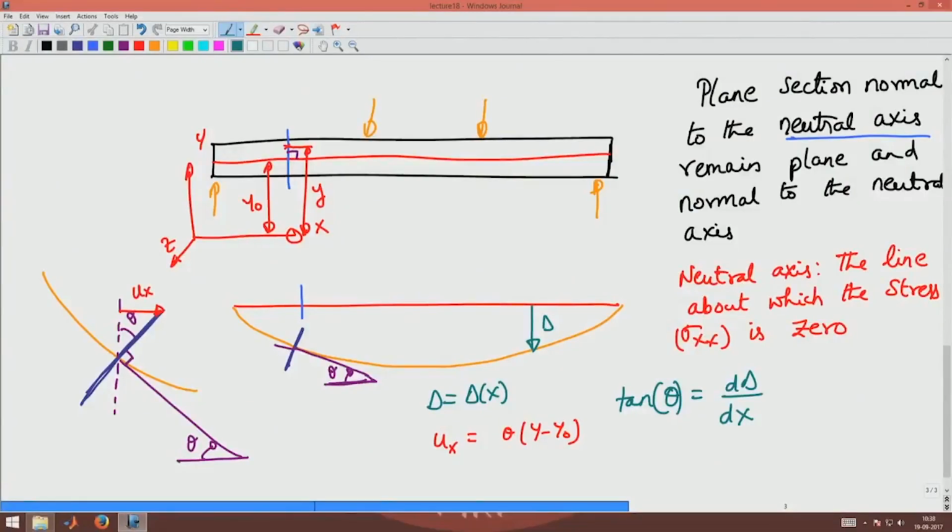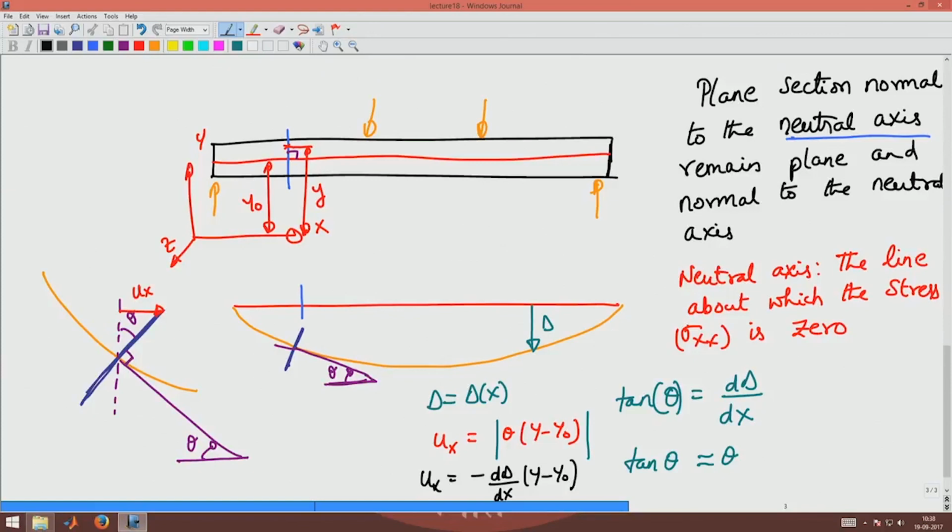Now, there is a catch here on what you substitute for theta. We are assuming small deformations, so tan theta is approximated as theta. Here the rotation is in the clockwise direction, in other words, the theta that I will get will be negative in this case, but I want a positive displacement because it is deforming in the positive x direction. To make it positive, I have to write u of x as minus d delta by dx into y minus y naught.